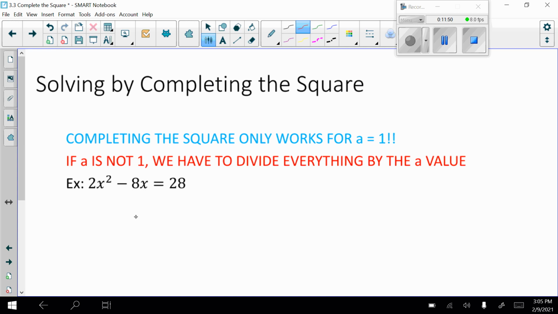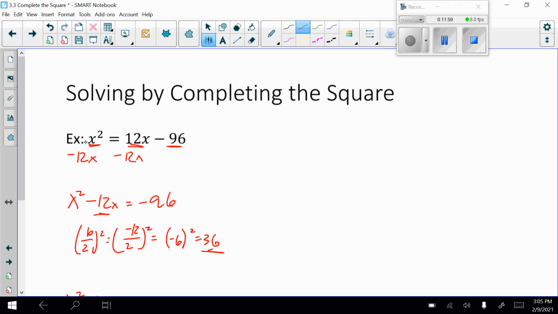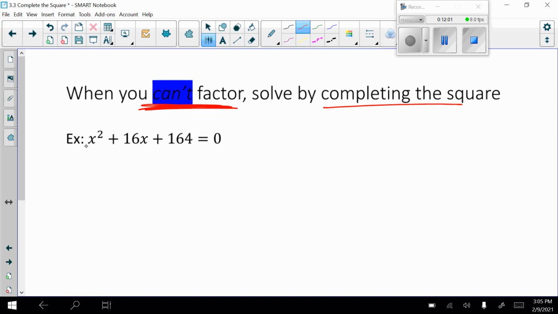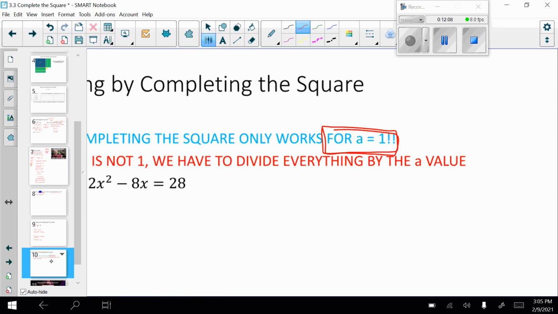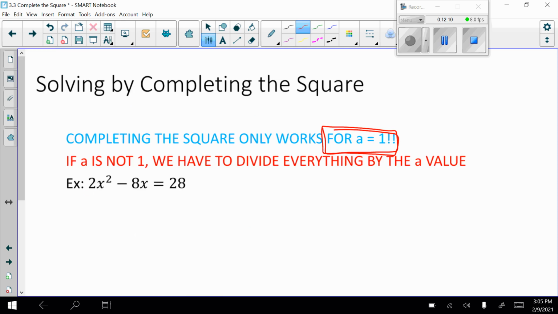Completing the square only works when a is 1. So it only works when our leading coefficient is 1. So notice how in all these examples, my leading coefficient in front of the x squared has been 1. That's the only time that it works, okay? So if you have one where the leading coefficient is not 1, like it is in this case, it's 2, well, that doesn't mean you can't use completing the square. You just have to divide everything by whatever this number is and force it to become 1.